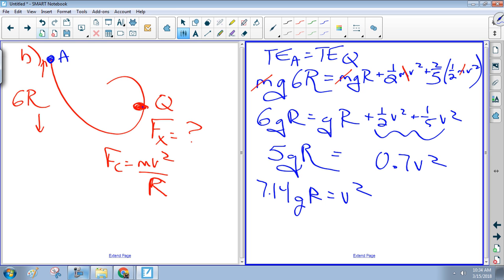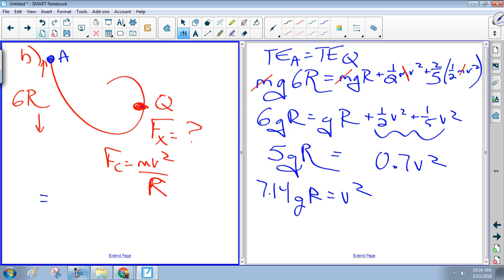Pretty good? Okay, so now we can find our centripetal force. It's the mass of the ball times velocity squared, 7.14 gr over r. The r's cancel. So there's your answer. And then your mass is like 0.000028 or something like that, and you know g, so. Cool, you guys? Alrighty. Any questions on 29? Okay.